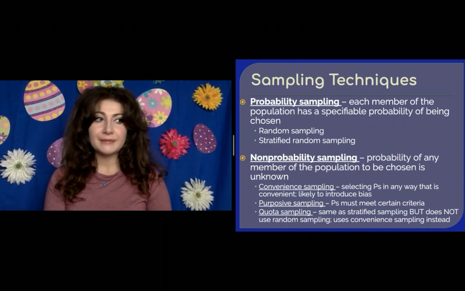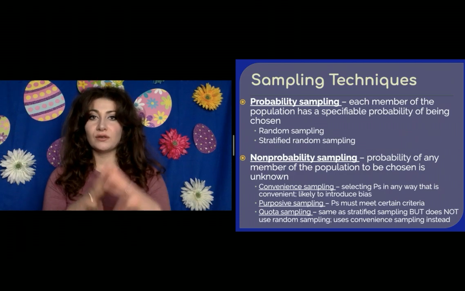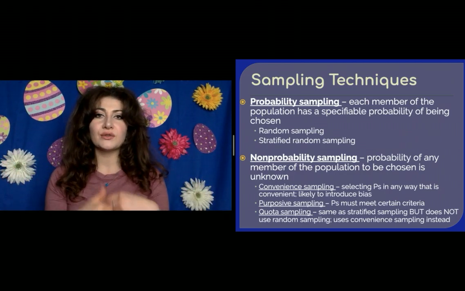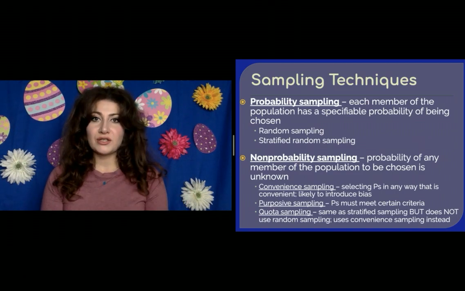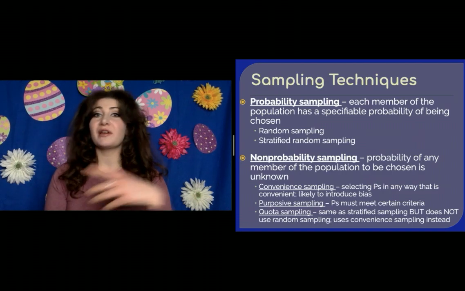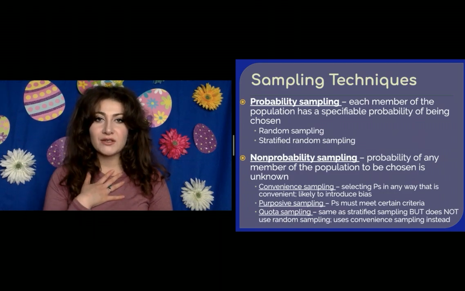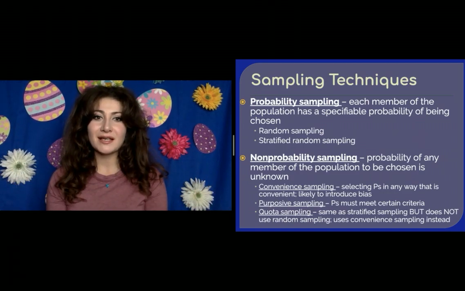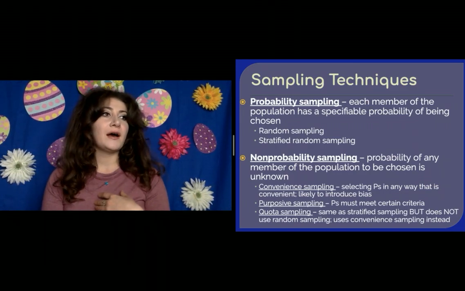Quota sampling would be something like, I'm interested in testing a new layout for YouTube gaming. I am going to create a strata. I'm going to select participants who match the criteria of watching gaming content on YouTube. And then I'm just going to ask a bunch of my friends who match that criteria because that's convenient for me. So I'm not going to actually randomly select people. I'm going to select people that I know that personally watch gaming videos on YouTube.